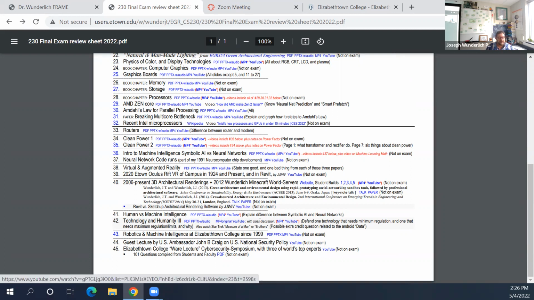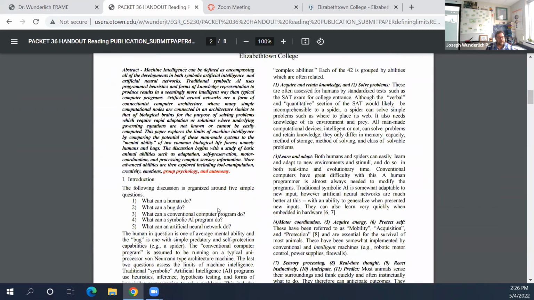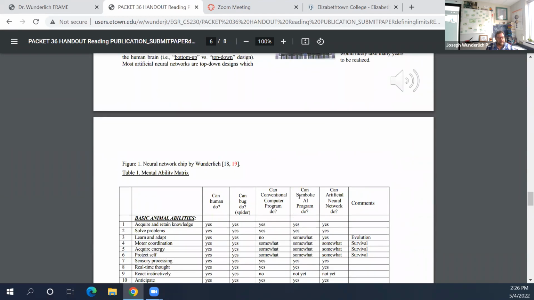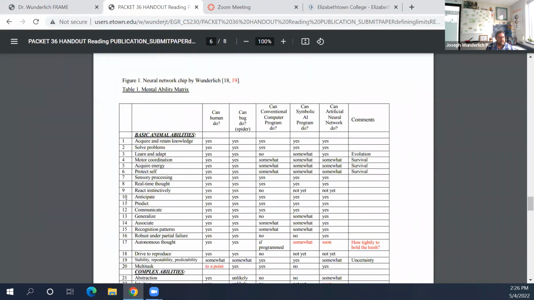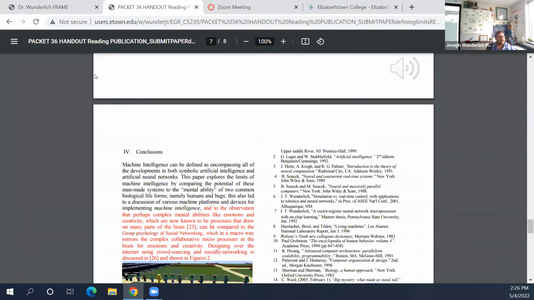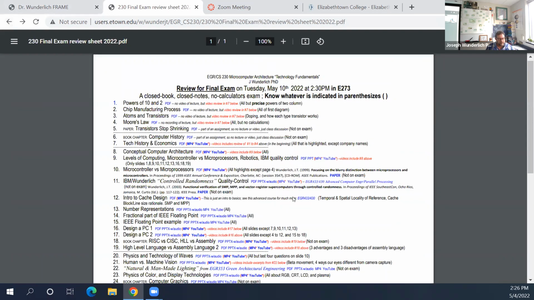Human versus machine intelligence. Explain the difference between symbolic AI and neural networks. Just that. There's a lot of other things in there, a million things. But the basic idea is what's the difference between the two. I had thought about making that an essay kind of question, but I didn't put it on the review sheet, so I won't.